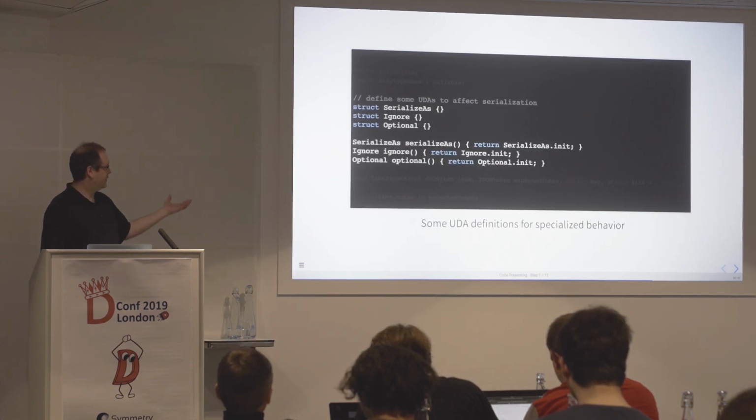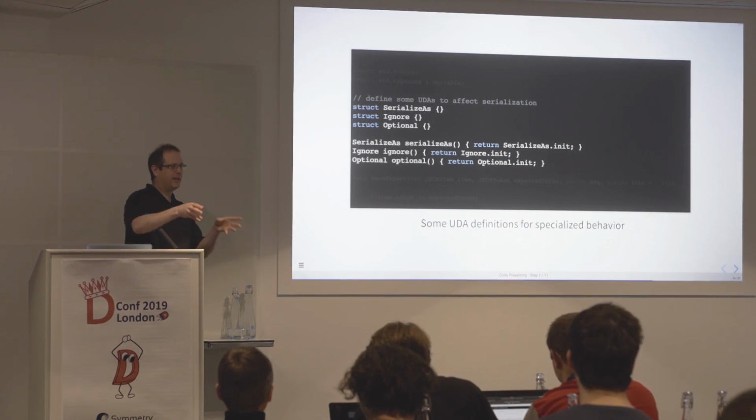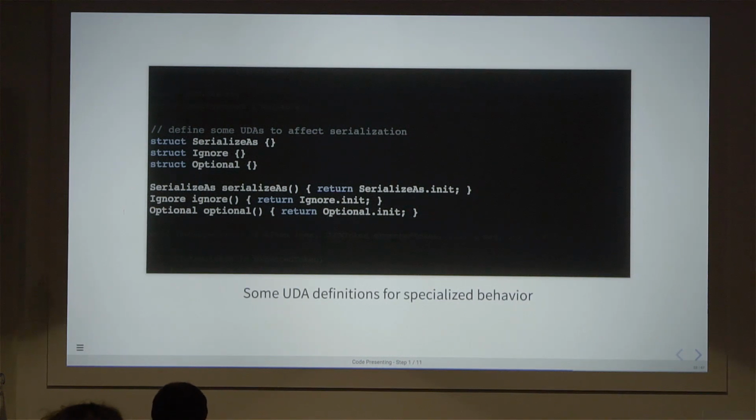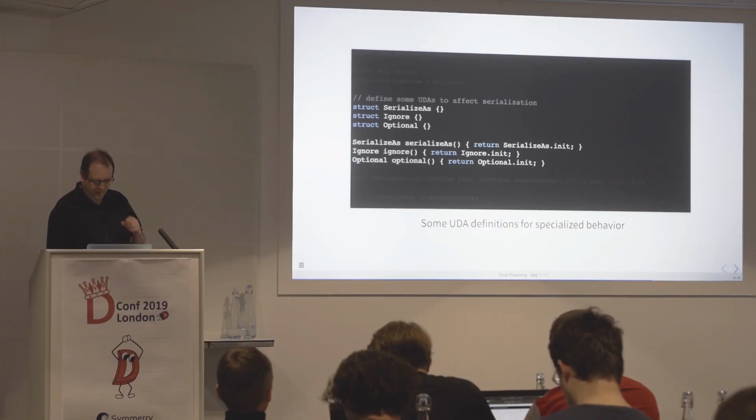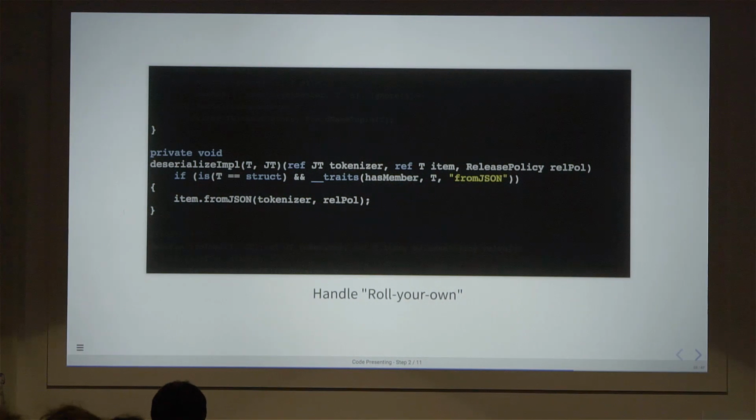So let's define some UDAs. SerializeAs basically says, I want you to use this member as the representation of me, kind of like an alias this. Ignore says, don't serialize this, it's not part of the JSON state. And optional says, if you don't see this, it's okay. Otherwise, it's going to throw an exception saying you're missing this piece out of the JSON. So this is the escape hatch. If you define your own function fromJSON, it's just going to call that and say, there you go, you got it.